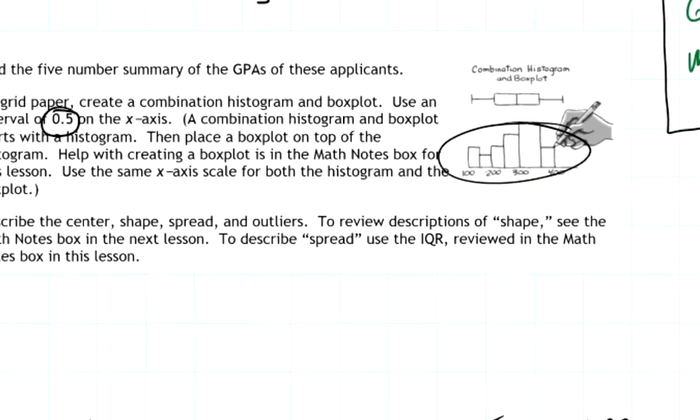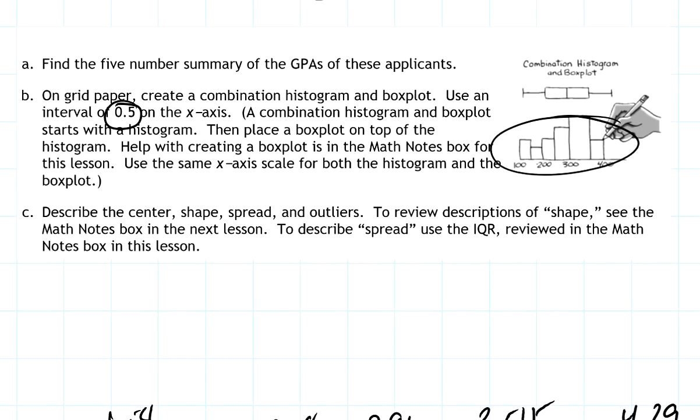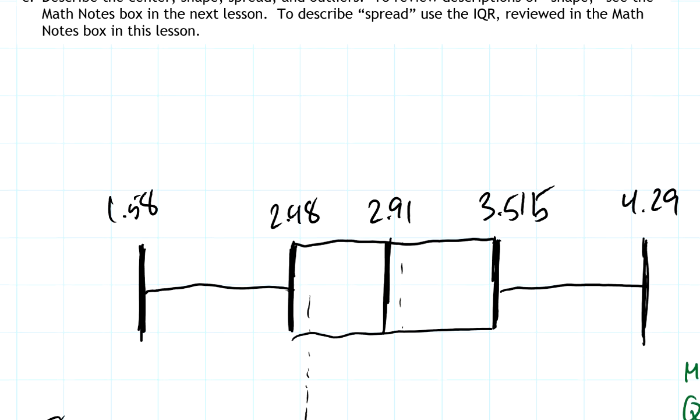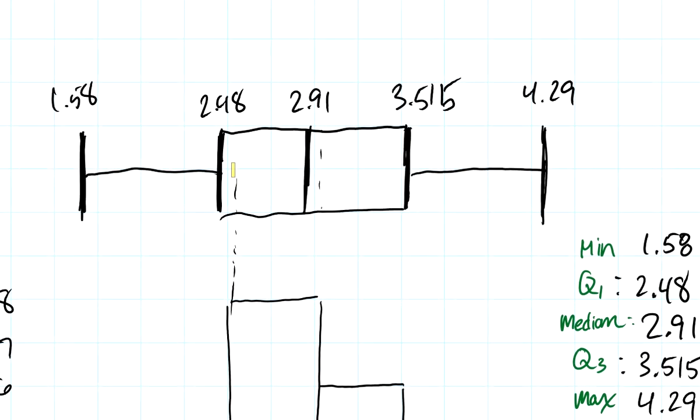What was the other thing? Describe the center, shape, spread, and outliers. To review the descriptions for shape, see the math notes box in the next lesson. To describe spread, use the interquartile range reviewed in the math notes in the box lesson. So, I guess the interquartile range, that's this distance here. So to calculate the IQR, we're taking 3.515 and we're subtracting 2.48. So that difference is the interquartile range.